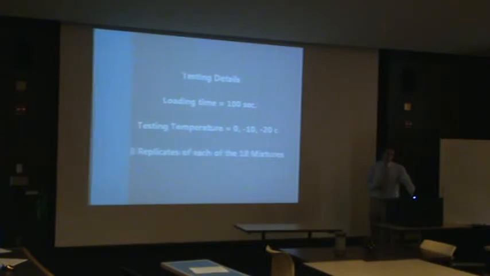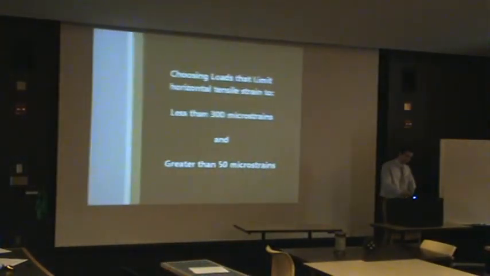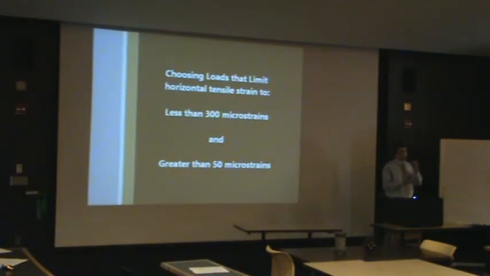The other thing, which is very picky here, is choosing the load. I'm not choosing the same load for all the mixtures and all replicates, but I choose the load which gives me a horizontal strain not more than 300 microstrain and not less than 50 microstrain. Why is that? Above the 300 microstrain limit, the material will not be linear viscoelastic, it will be nonlinear. So I want to avoid this nonlinearity, so I have to stay under the 300 microstrain limit. And why should it be more than 50 microstrain? To differentiate between the signal itself and the noise in the system.